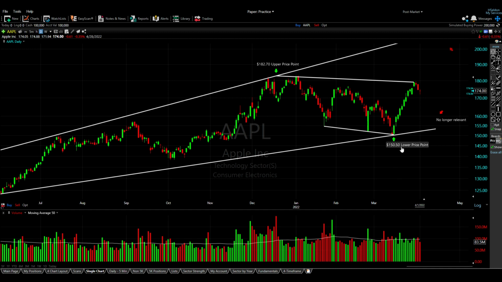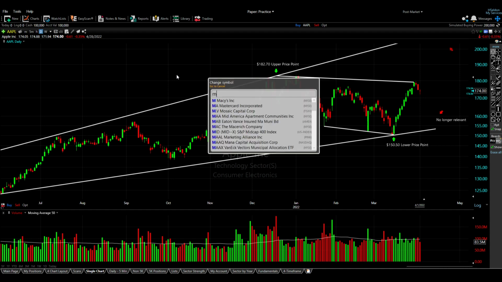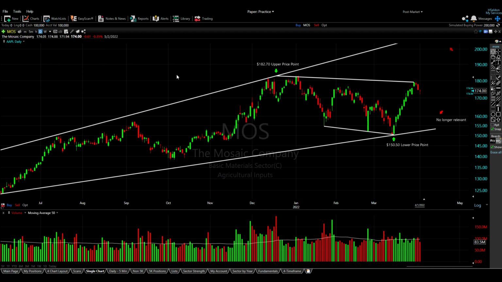If you set alerts at 150.50 and 182.70 on Apple, and those alerts are triggered, meaning it broke the downside or it went above 182.70, that is an extraordinarily strong signal. Let's look at how it would have worked with some others. Let's take first MOS.